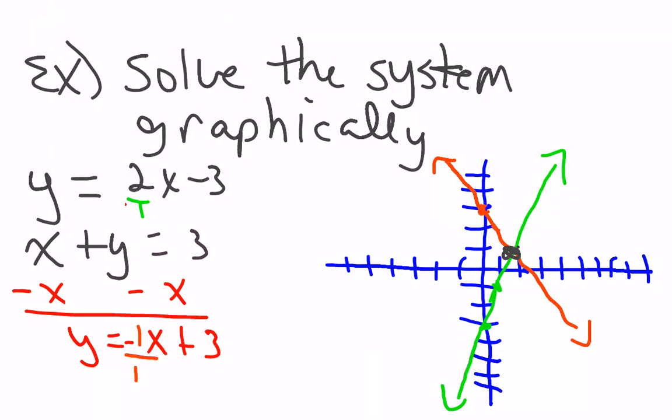In that case, if it is 2, 1, you can always double check that by plugging them into both equations to see if it works. But that happens to be where it is. So notice if you're a little off, you're not really sure where they cross. But the solution to this would be the point 2, 1.